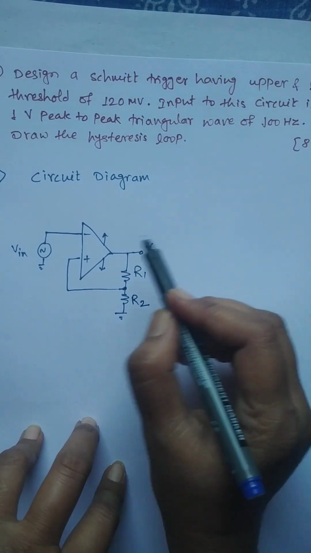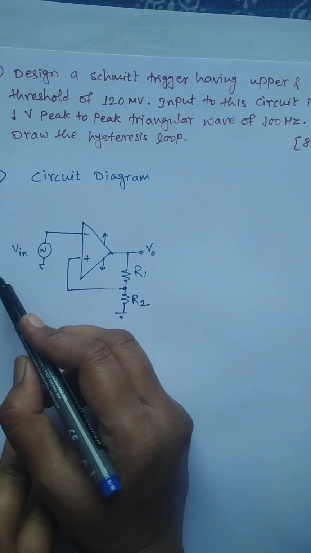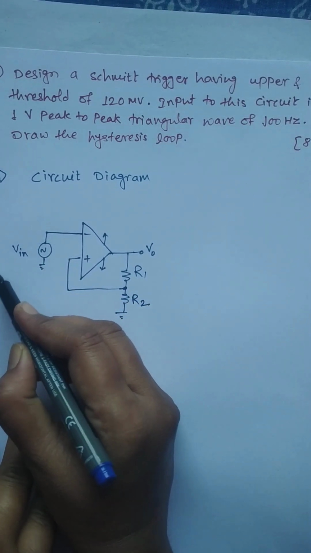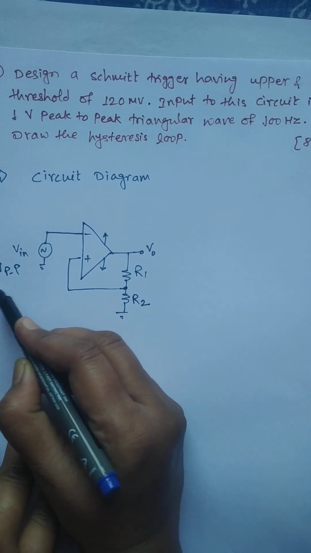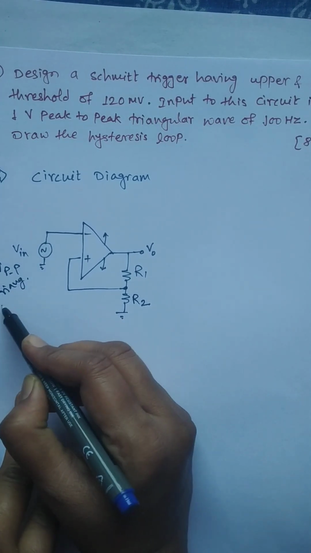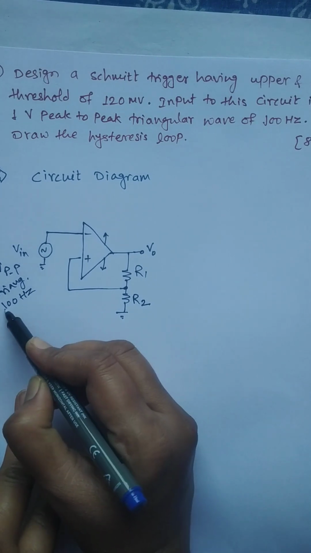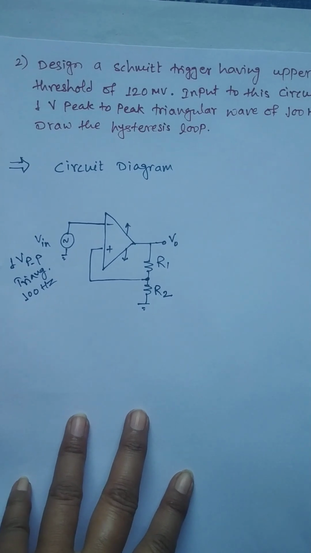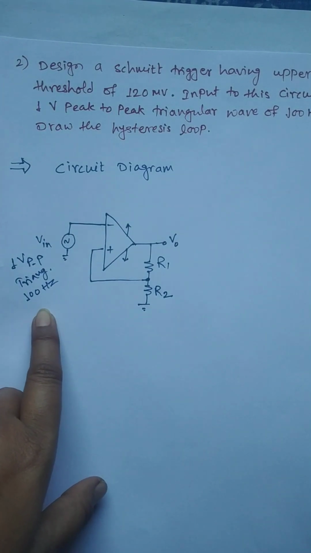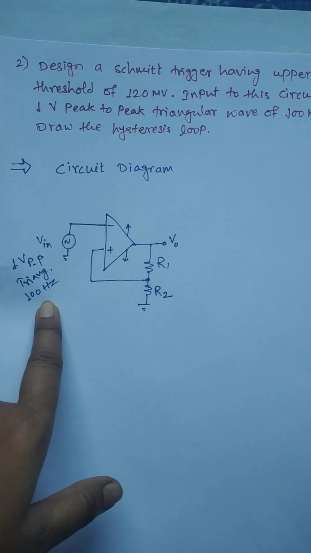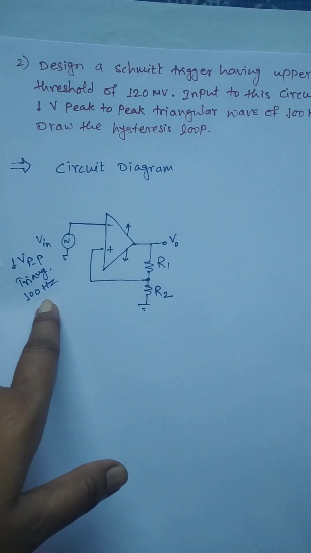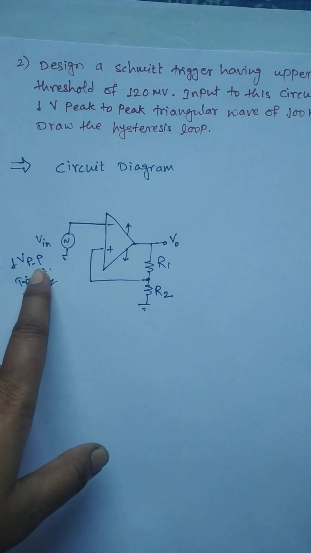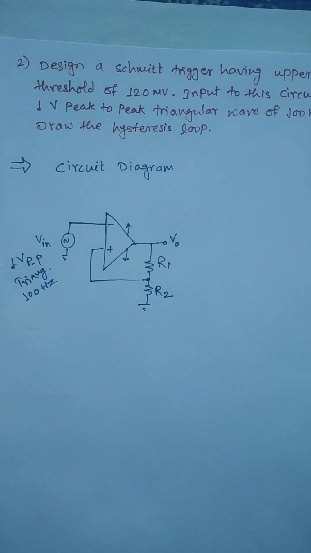So what is given? Input to this circuit is 1 volt peak to peak triangular wave, and its frequency is given as 100 Hz. Don't worry, as you have studied, there is no formula which depends on the frequency. Even if it is given, it is not necessary to use the frequency anywhere. We are just mentioning 1 volt peak to peak input voltage. It is required at the time of drawing the input output waveforms only.